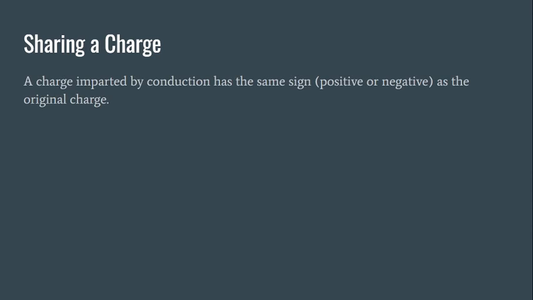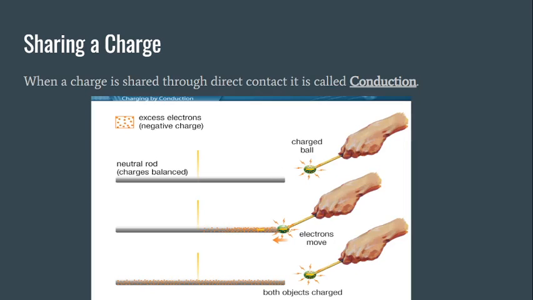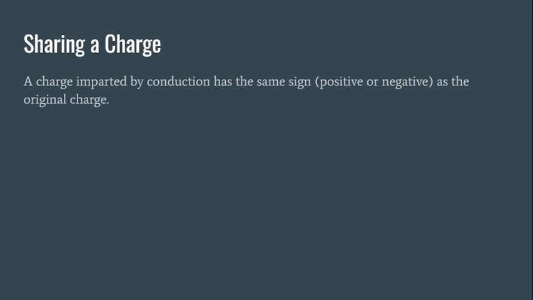A charge imparted by conduction has the same sign, positive or negative, as the original charge. So we can look back and we can see this right here. You can see that the ball was negative, and then it hit the rod, and the rod was neutral before, but now the rod is also negative. And so now they are both negatively charged, which proves a point here. Charge by conduction has the same sign, positive or negative, as the original charge. So that's one way we can see that.